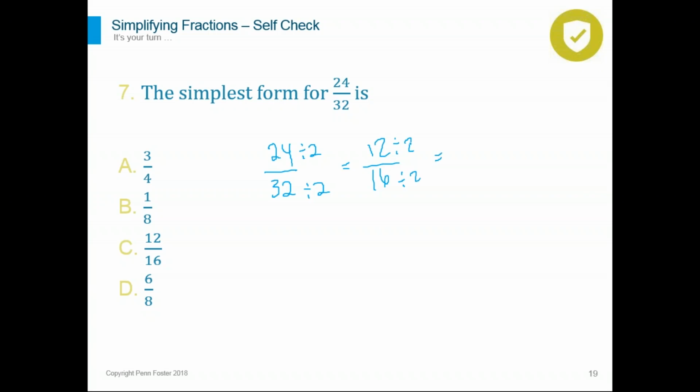12 over 2 is 6. 16 over 2 is 8. Again, even numbers, there's more to eliminate. Divide over 2 and divide over 2. 3 over 4. So 3 over 4 is the simplest form, the most reduced form for the given fraction. Any questions on this example?